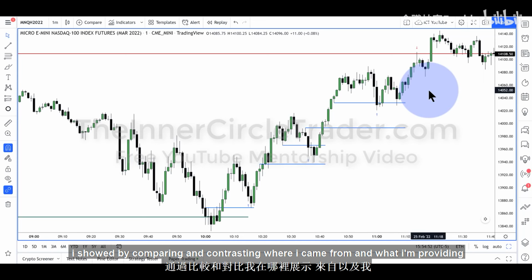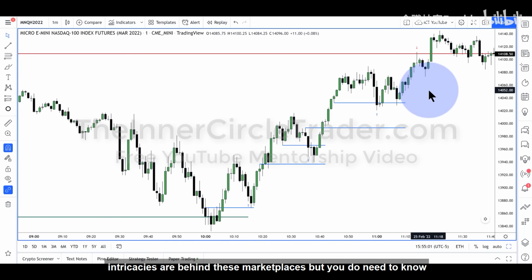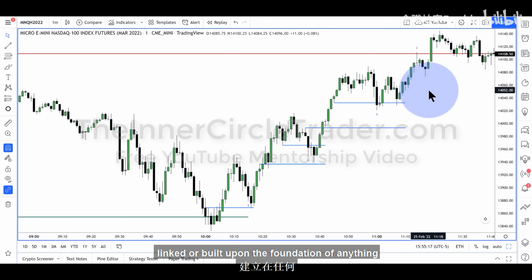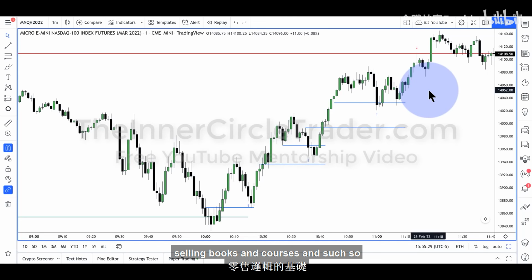I showed by comparing and contrasting where I came from and what I'm providing to the public. I can show you just how complicated the real intricacies are behind these marketplaces. But you do need to know certain things that repeat, and they're very generic in price, and are not linked or built upon the foundation of anything that's retail logic. None of that stuff. Not support resistance, not any of those other disciplines that people use and make businesses around selling books and courses and such.